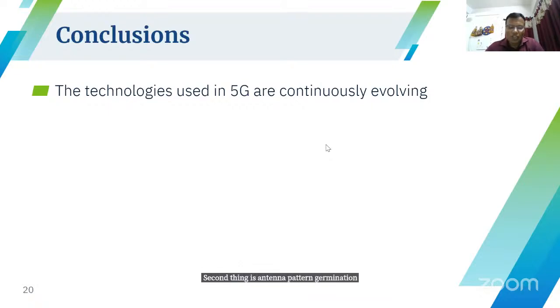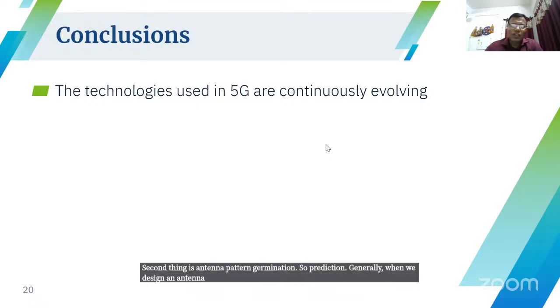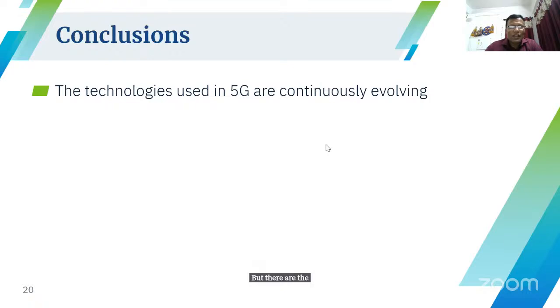So prediction. Generally, when we design an antenna, we have to measure its radiation pattern. But there are models available, by having a type of antenna, by having multiple elements in that antenna. There are models available which can be used for developing its pattern, its 3D pattern. So this can be another task which can be given to the student for learning.